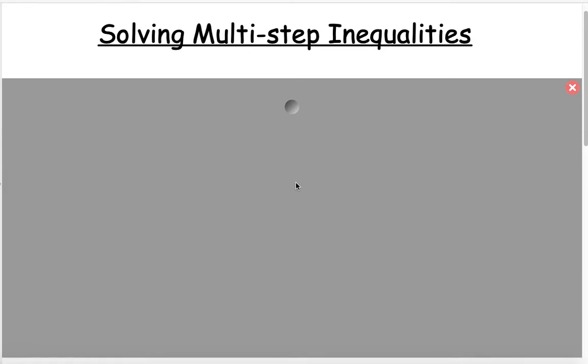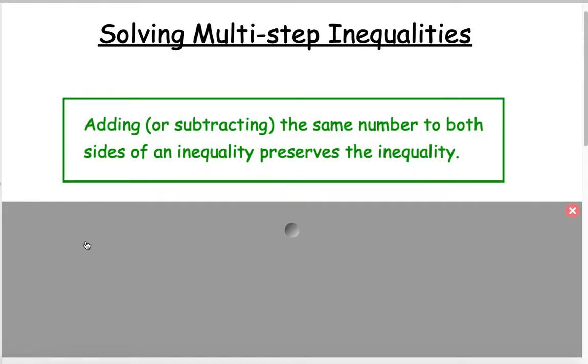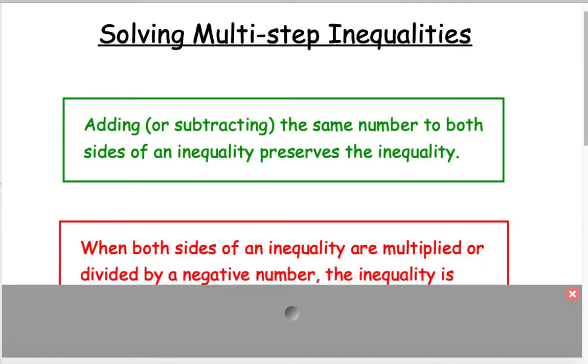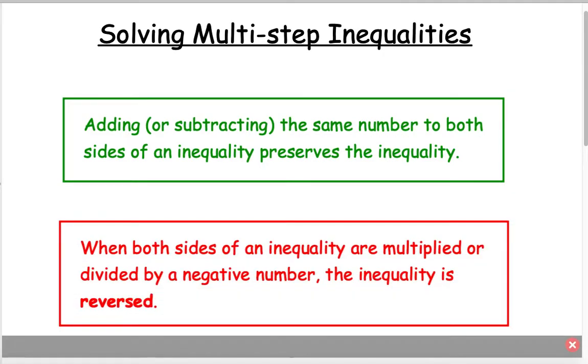Okay, let's move on to solving multi-step inequalities. First, however, let's go back to what we've learned so far. If we're trying to solve an inequality and we add or subtract the same number to both sides, then that preserves the inequality. However, if we're going to be multiplying or dividing by a negative number, then the inequality is going to be reversed.